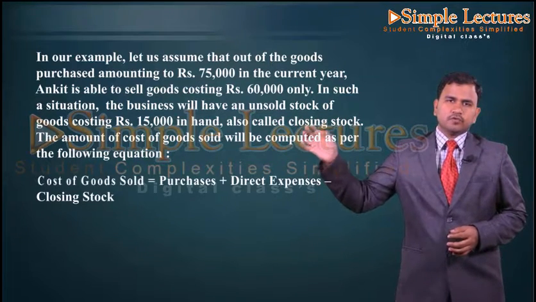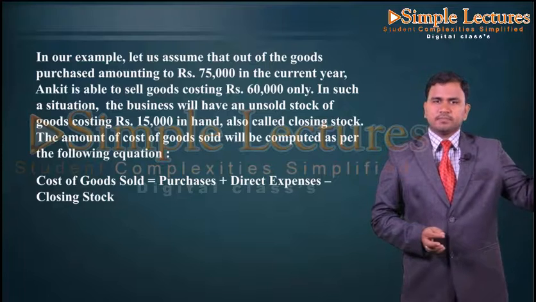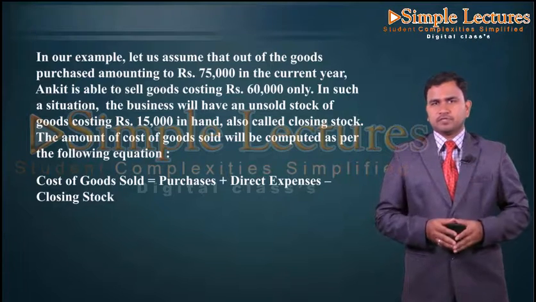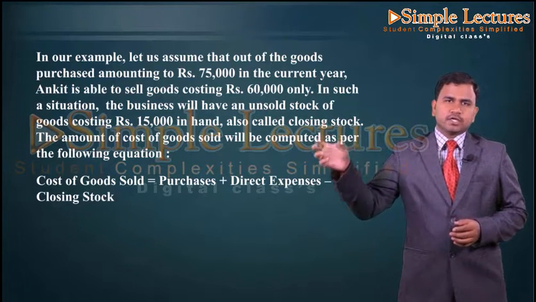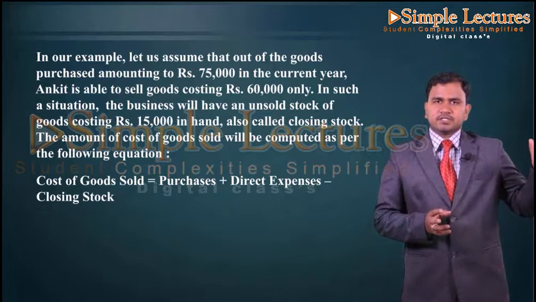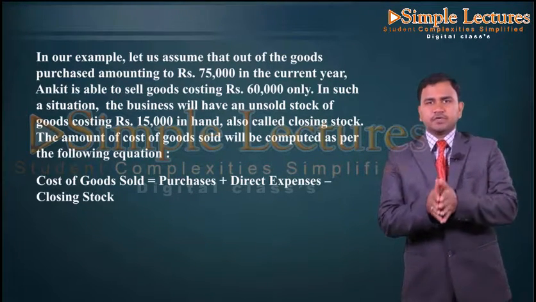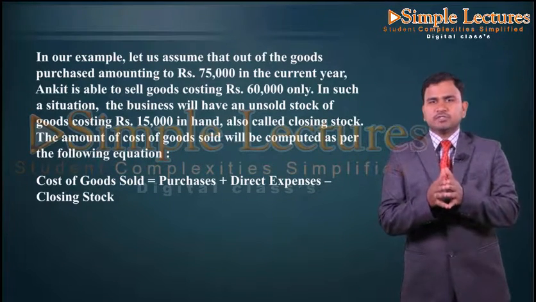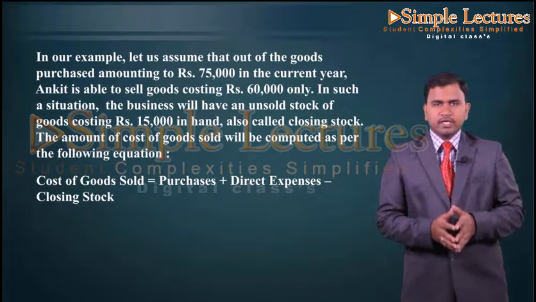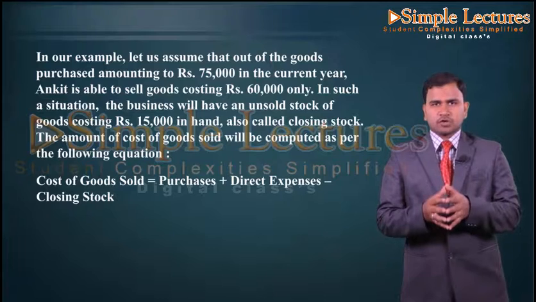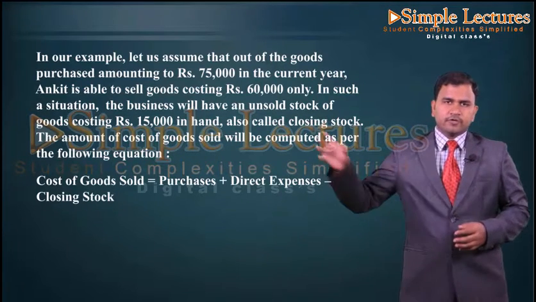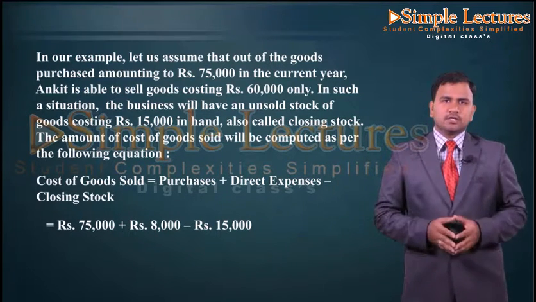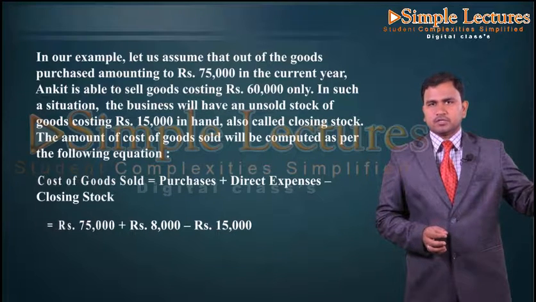So here, cost of goods sold is equal to purchases plus direct expenses minus closing stock. In the previous formula, we never had closing stock, so the formula was directly purchases plus direct expenses. In case we have closing stock, according to this example, Ankit is able to sell goods costing only rupees 60,000, and the leftover 15,000 will be the unsold stock, which is closing stock. So it will be purchases 75,000 plus direct expenses, wages, 8,000, minus closing stock 15,000.